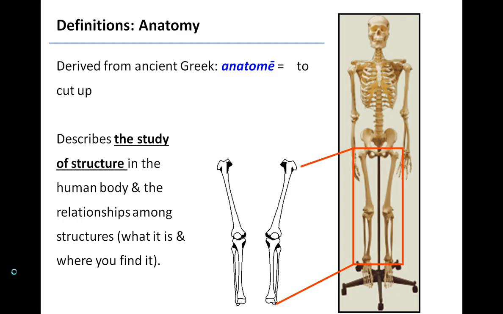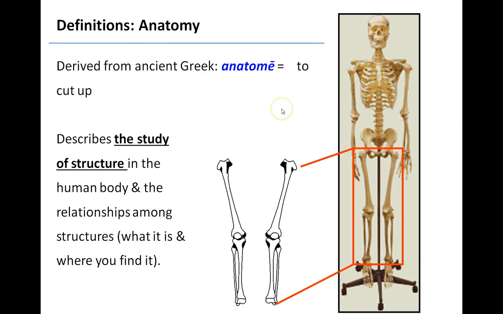Now we'll start with a description of what anatomy actually is. It's derived from an ancient Greek word which essentially means to cut up or cut apart. Now the key thing here is that we are talking about the structure of the human body. We will be describing what something is called and where you find it. And here we have an example of how we would study human anatomy. Here is a human skeleton.